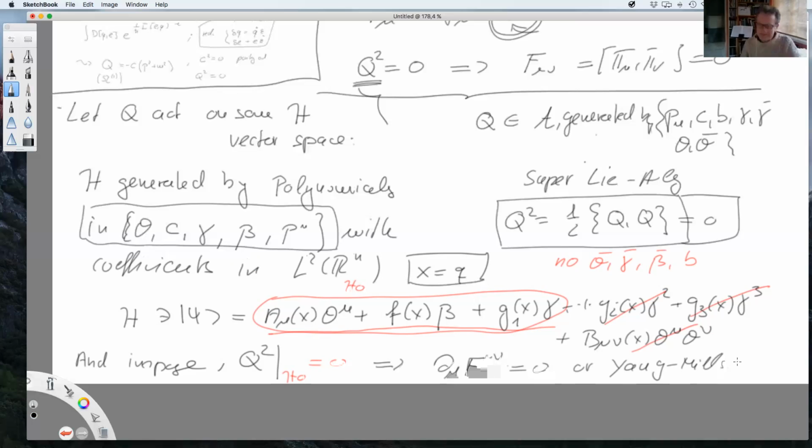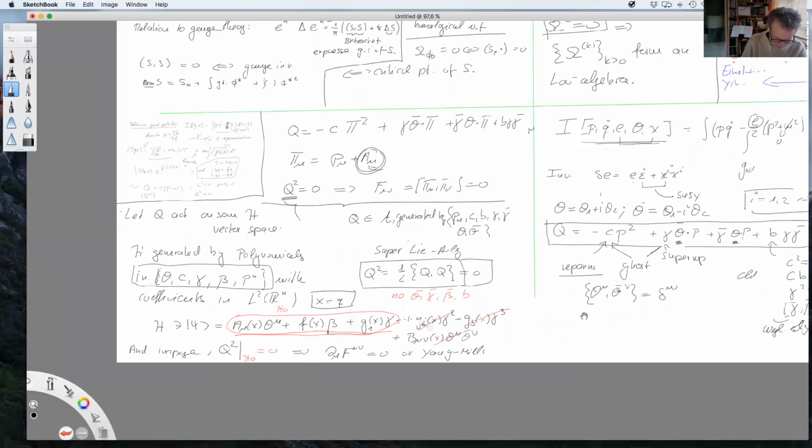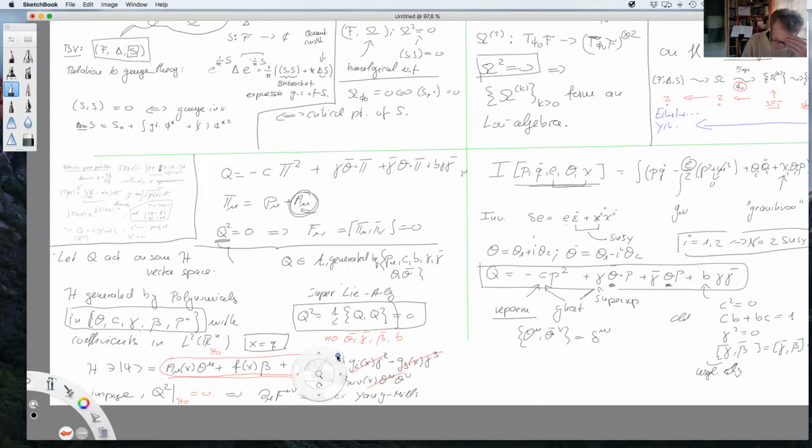So it seems like there is a procedure, and you see one has to do quite a lot of stuff. One has to do the following thing. One has to reduce somehow the vector space on which this Q can act, and then you can get the Yang-Mills equation.